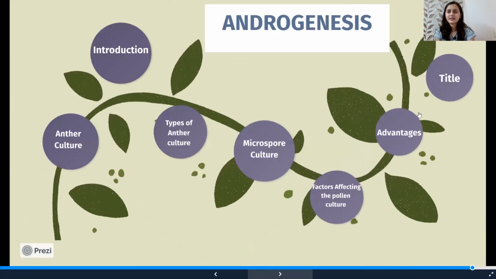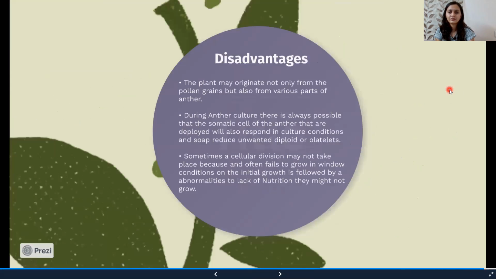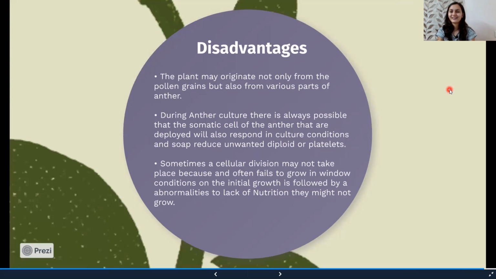And I don't think this is an advantage of anther and pollen culture. This is a point: if it is asked which culture is most suitable, pollen or anther, then we can say that anther culture is more suitable. So what are the disadvantages? Now we will look at the disadvantages of anther culture. The plant may originate not only from the pollen grains but also from various parts of the anther. So this is a disadvantage of anther culture.